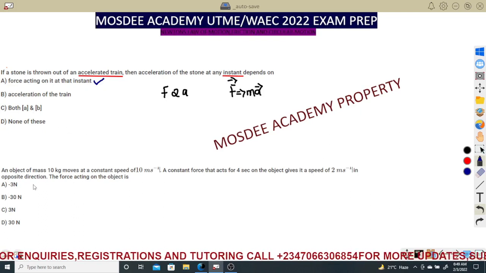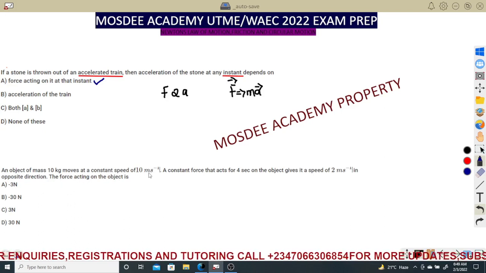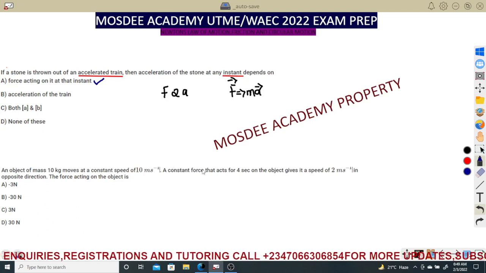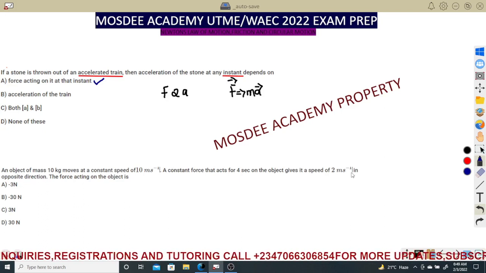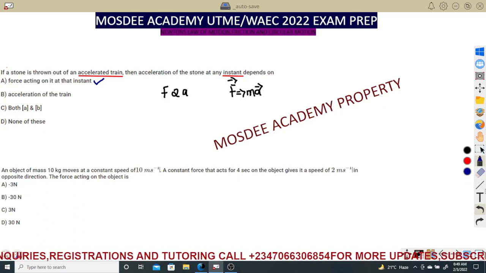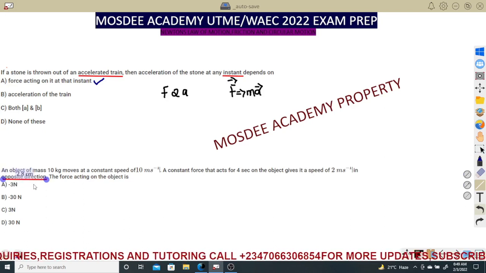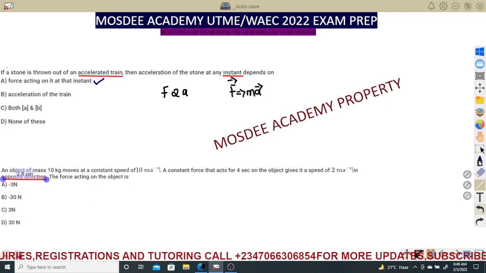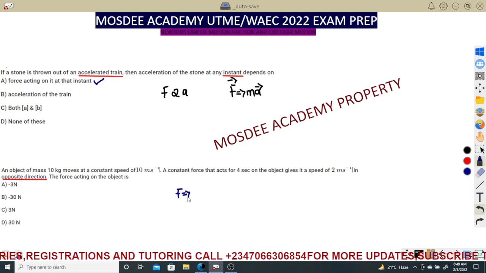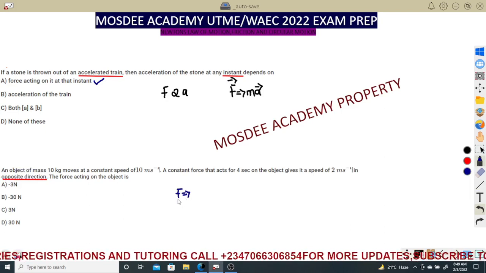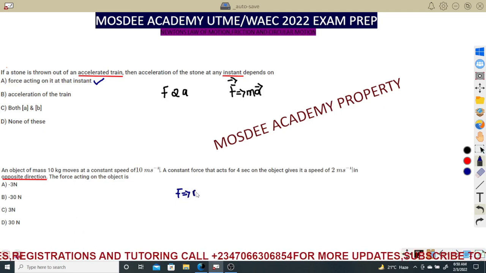The next one. An object of mass 10 kilograms is moving at a constant speed of 10 meters per second. A constant force that acts for 4 seconds on the object gives it a speed of 2 meters per second in the opposite direction. Let me tell you that the only technicality there is the opposite direction. And if you want to go, the force acting on the object, which was the question, is always equal to your second law of motion, which is basically the law of rate of change of momentum, which we have studied under the concept. Now, because we are only solving questions, we are still using F equals ma.